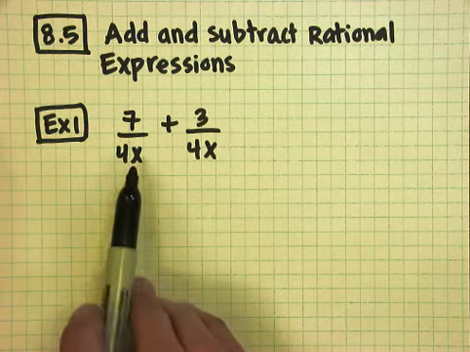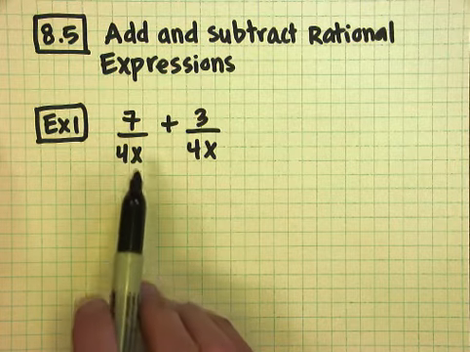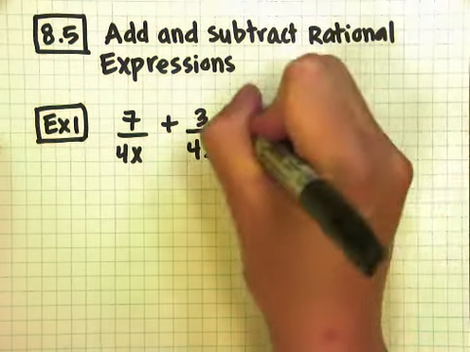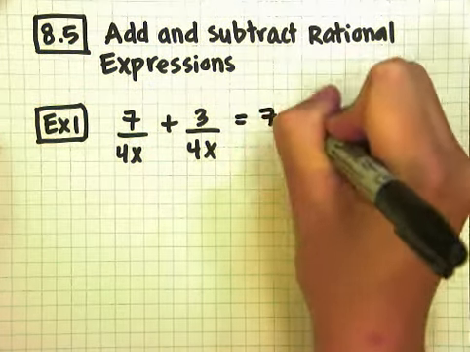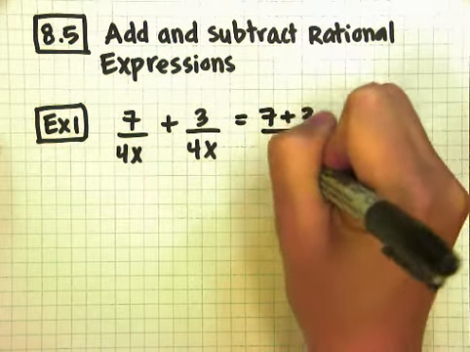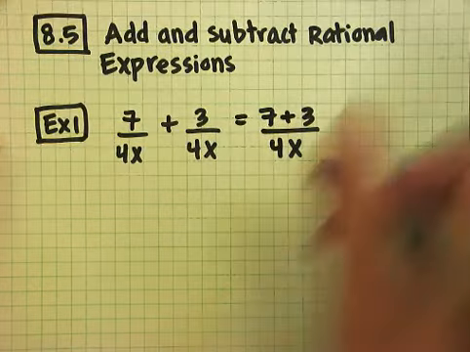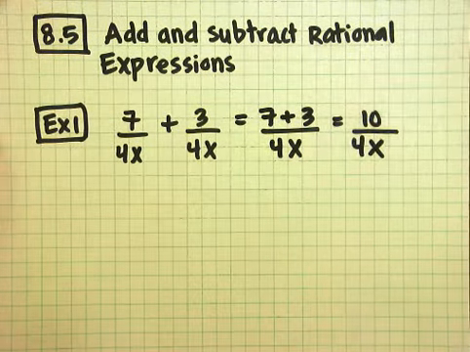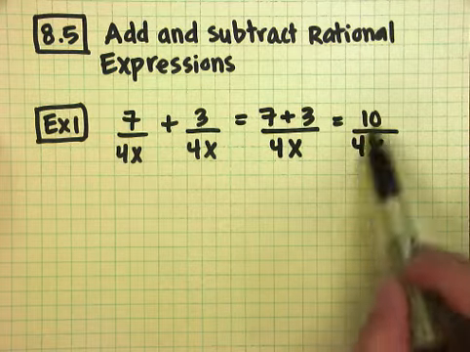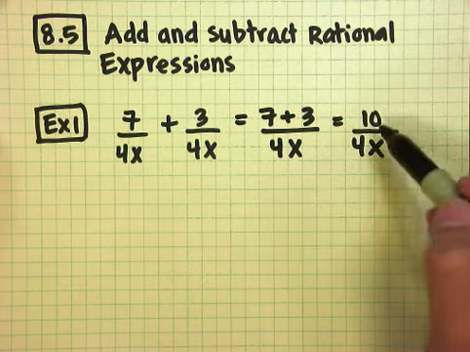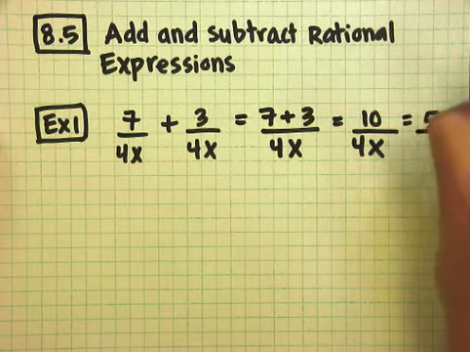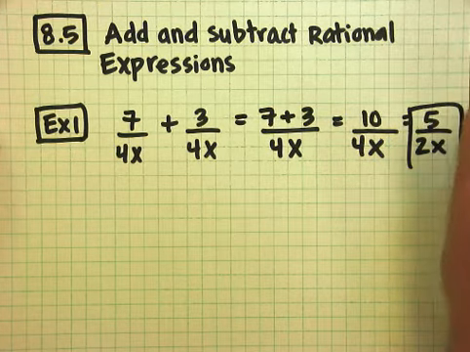Now, if the problem starts out, if you're lucky, and frankly you never will be, but if you're lucky and you have a common denominator already, then we just add the tops of the fractions and we leave the common denominator alone. In this case, we get 10 over 4x. And at the end of the problem, if you can reduce, you should. I know that 2 goes into 10 and into 4, so I would reduce this to 5 over 2x. And that would be my final answer.